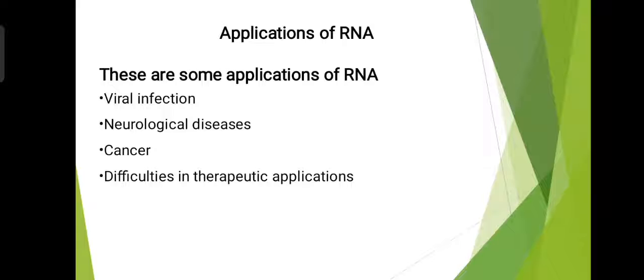Here are the applications of RNA: viral infection, neurological diseases, cancer, and difficulties in therapeutic applications. Antiviral treatment is one of the earliest proposed RNAi-based medical applications, and two different types have been developed. The first type is to target viral RNAs. Many studies have shown that targeting viral RNAs can suppress the replication of numerous viruses, including HIV, hepatitis A, B, C, influenza, etc.